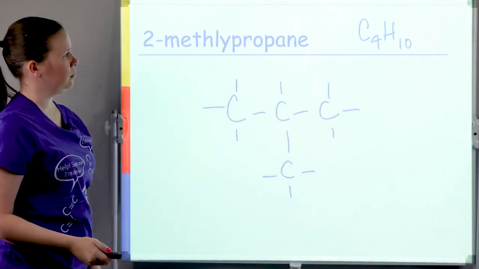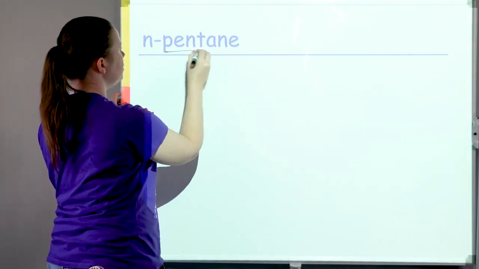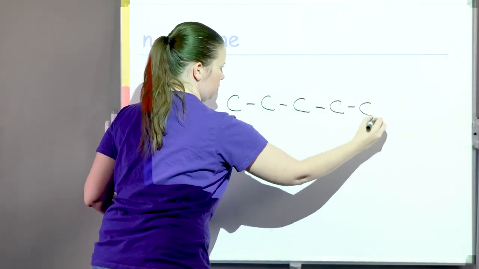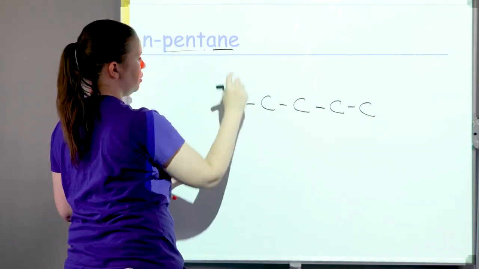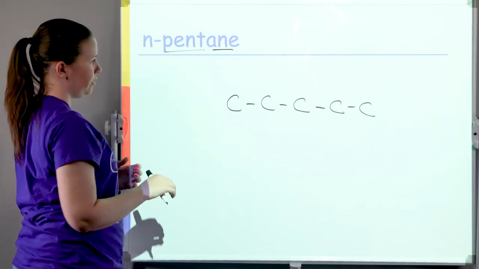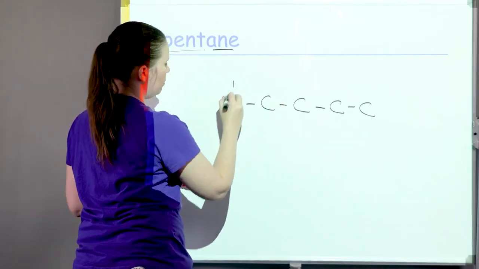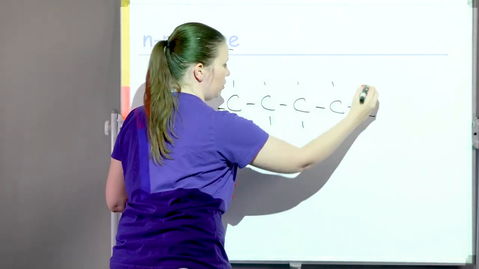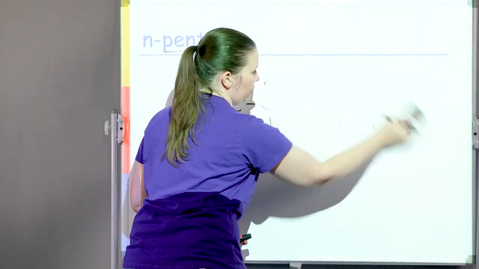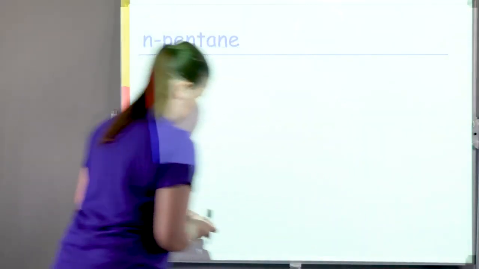All right. Let's look at normal pentane. So pent tells me that I'm going to have 5 carbons. The ANE tells me it's all single bonds. Before I saturate it, I'm going to look at my prefix here. The N means it's a straight chain, and I don't have any branches listed. So now I want to just saturate it. So this would be our normal pentane, one of the pentane molecules like we drew earlier, or one of the alkane molecules when we started. There we go.